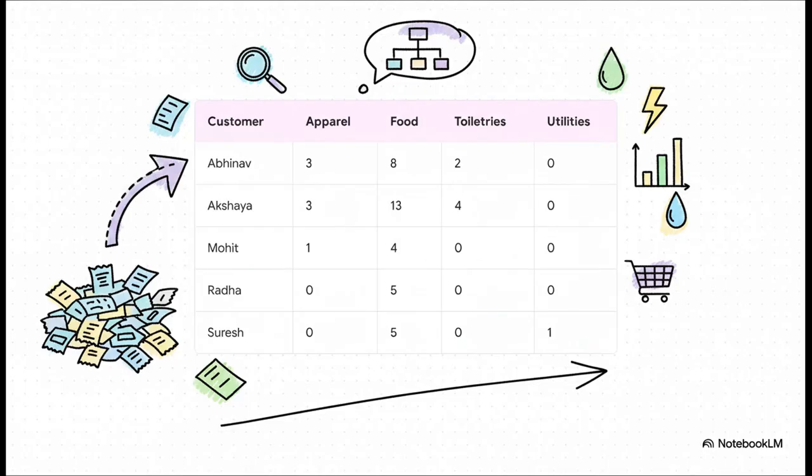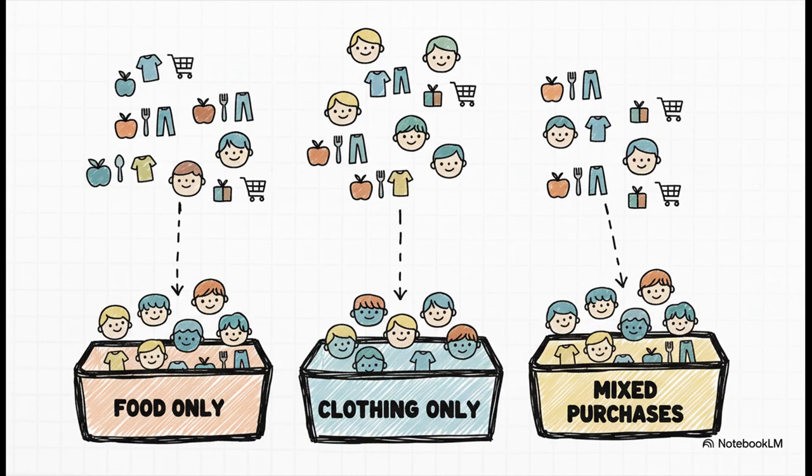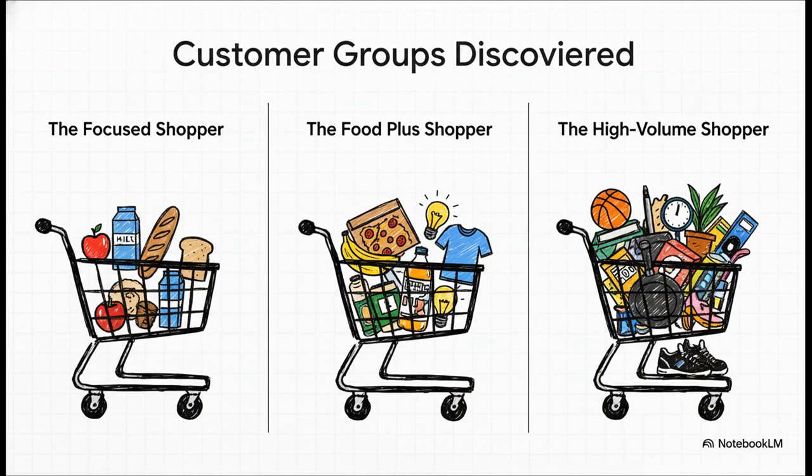Just look at this. That messy pile of receipts has been transformed into this clean, beautiful table. For each customer, we now see exactly how many items they bought in each category. All the chaos is gone, and it's been replaced by pure clarity. And with our data structured like this, we can finally start looking for those patterns. The method we use is called binning. We basically just create bins or groups for customers who seem to have similar buying habits. And just like that, distinct patterns start to pop out from the data.